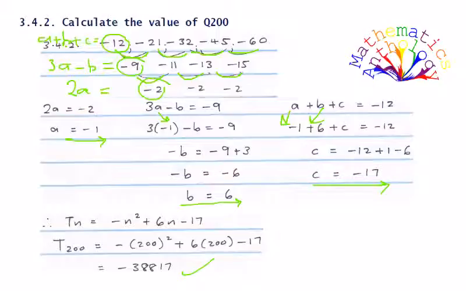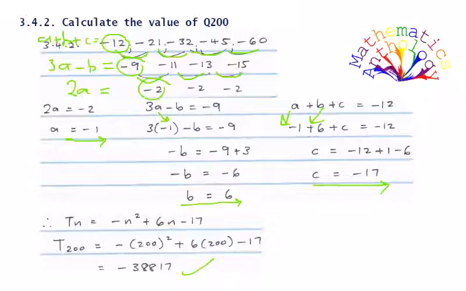Then my last equation, a plus b plus c, is equal to negative 12. I substitute my a value of negative 1, my b value, which I got of 6, and solve for c then. I'll end up with c is equal to negative 17. Now my a, b, and c goes in the formula of tn is equal to an squared plus bn plus c. So if I substitute into that, I'll end up with tn is equal to negative n squared plus 6n minus 17. This formula now I can use to calculate the value of Q200.